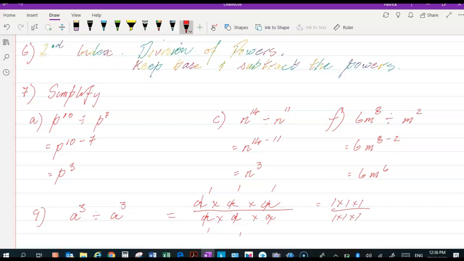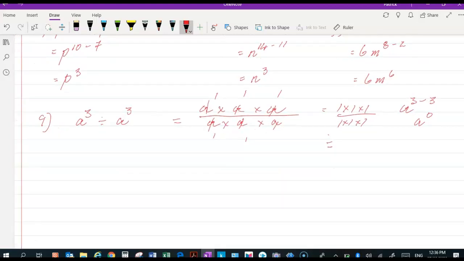But what you've had is a to the third minus 3, that's a to the power of 0. So what we've got is, for any number or any pronumeral, any term raised to the power of 0 equals 1. So a to the power of 0 equals 1. Which leads us to the index law, any term to the power of 0 equals 1. Any number, any term, anything at all to the power of 0 equals 1.